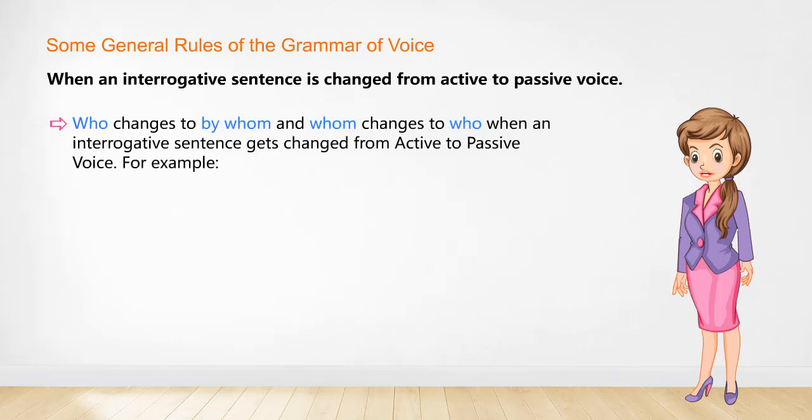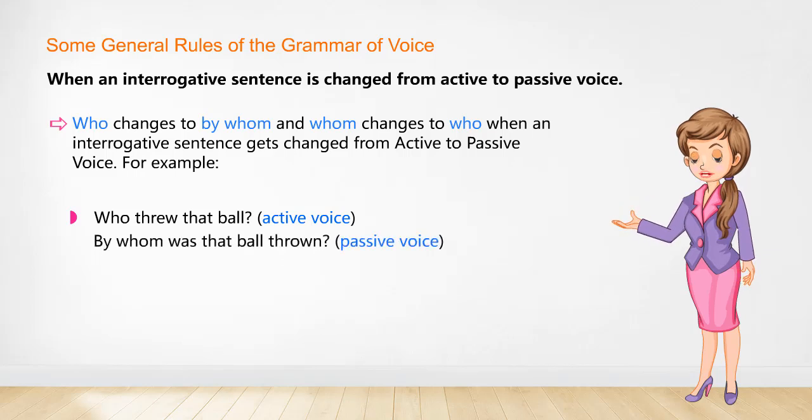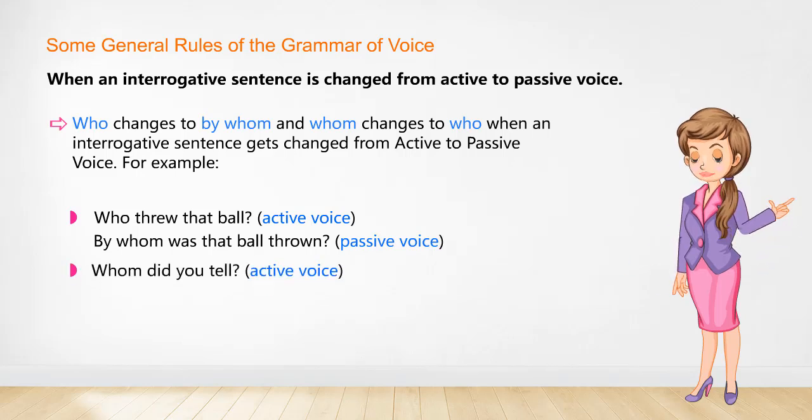Who changes to by whom and whom changes to who when an interrogative sentence gets changed from active to passive voice. For example, who threw that ball? Active voice. By whom was that ball thrown? Passive voice. Whom did you tell? Active voice. Who was told by you? Passive voice.